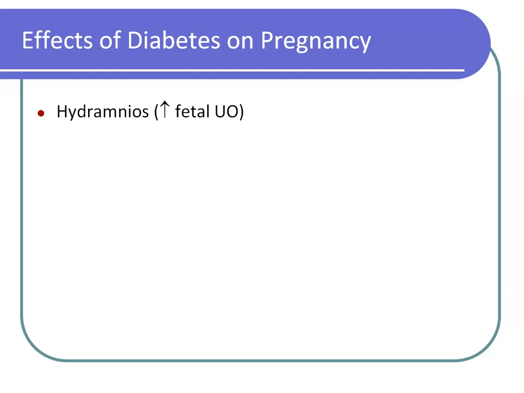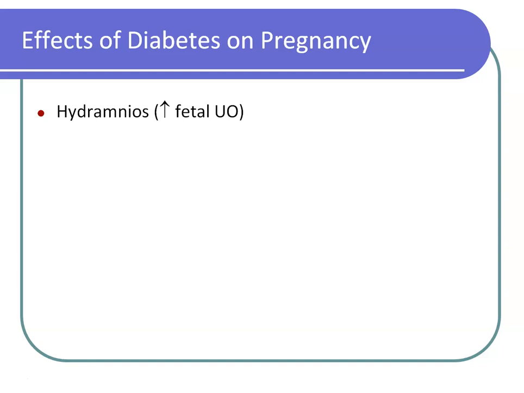Some other maternal risks related to the diabetes. Hydramnios, and that may be a new term for you. It simply means excessive amniotic fluid. It's defined as greater than 2,000 milliliters at term, but we can recognize hydramnios at any point in the pregnancy. We know how much amniotic fluid we expect to see.